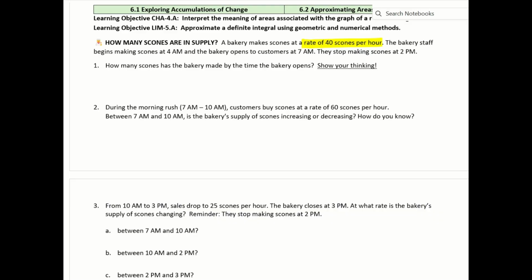The bakery staff begins making scones at 4 a.m. and opens to the customers at 7 a.m. and they stop making scones at 2 p.m. So, how many scones has the bakery made by the time the bakery opens?